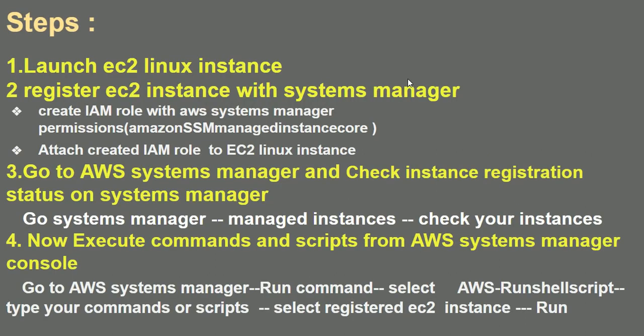So these are the steps involved in today's session. First we have to launch one EC2 Linux instance, whatever it may be, Ubuntu, CentOS, Amazon Linux, any instance you can take. Then we have to register that EC2 instance with Systems Manager. To register the instance with Systems Manager, we have to create one IAM role with AWS Systems Manager permissions. Then attach that created IAM role to the EC2 Linux instance.